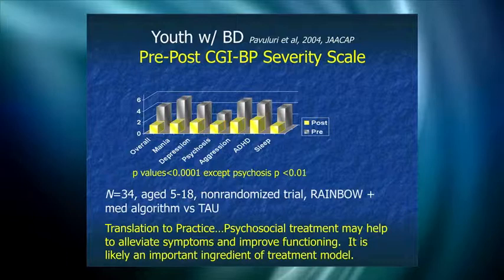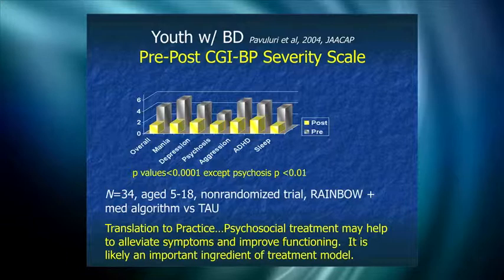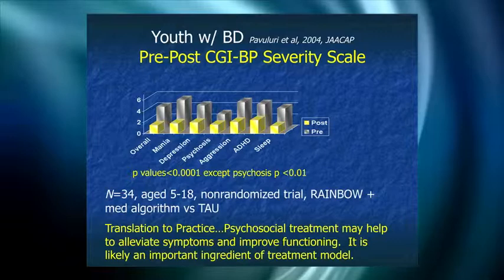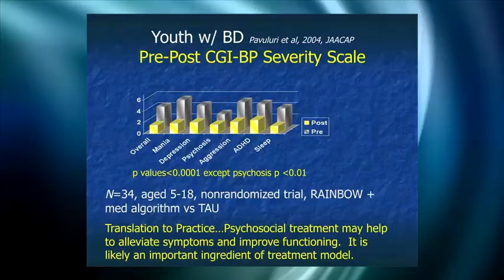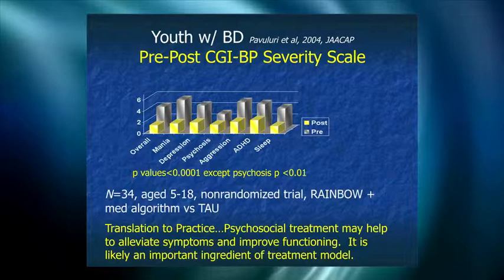But starting first with the Rainbow Program, in their first published paper, they looked at 34 children ages 5 to 18 in a non-randomized trial. Kids either got a medication algorithm in a specialty mood clinic, plus this state-of-the-art Rainbow psychosocial program, or they got treatment as usual. It wasn't random assignment, so we can all, before the study happens, guess who's probably going to do better, but lo and behold, they definitely did do better. And so you see the yellow bars, the gray bars are the pre, and then you see the post on measures of mania, depression, psychosis, aggression, ADHD, and sleep.